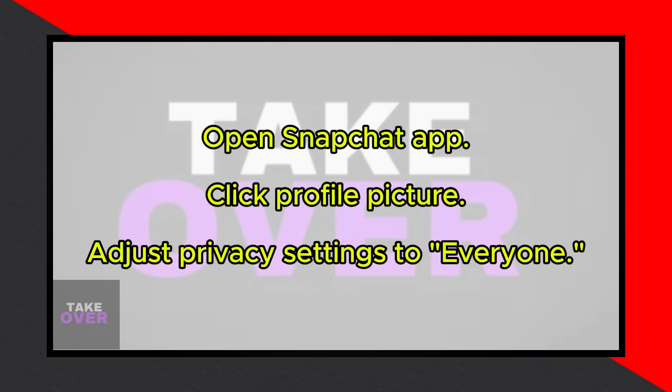Once updated, open the app and locate your profile picture in the top left corner. Tap on it to access your profile page. Within this page, scroll down to find the Public Profile subsection.